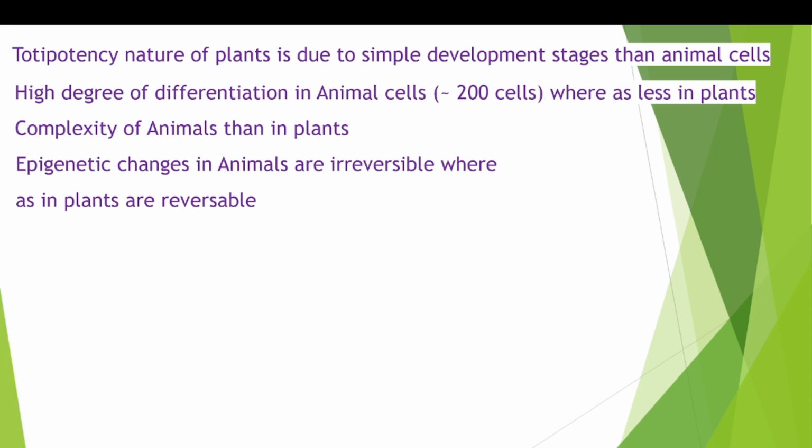These epigenetic changes in animals are irreversible. Irreversible means once an epigenetic change happens in the animal cell DNA, it is not reversible and it gives one particular character to the cell. Because of this irreversible nature of epigenetic changes in the DNA of animal cells, this is another reason for the lack of totipotency in all cells. Whereas in plant cells, these epigenetic changes are very simple and reversible. So these are the different reasons why all plant cells have a totipotent nature, while animal cells do not.